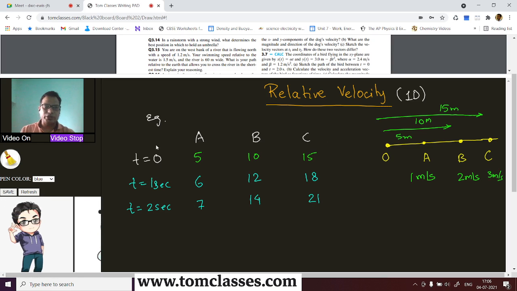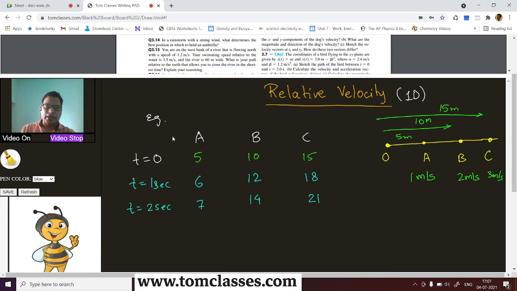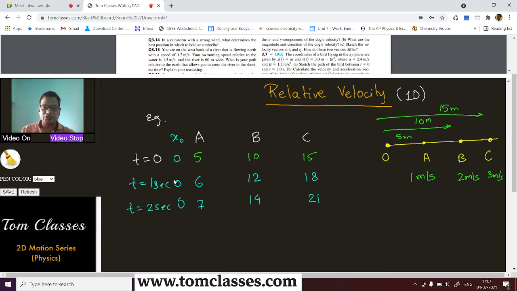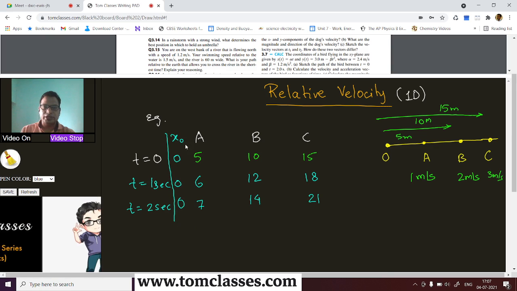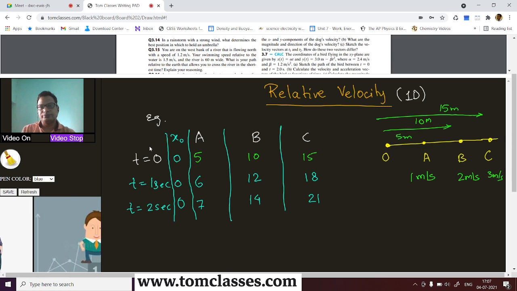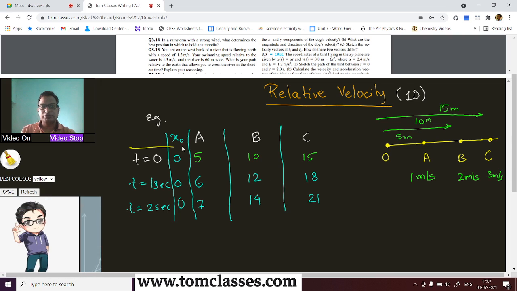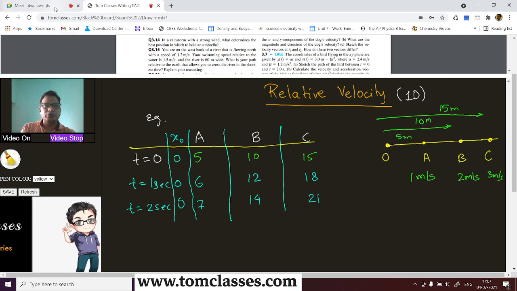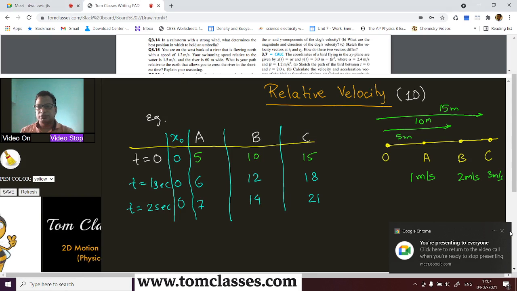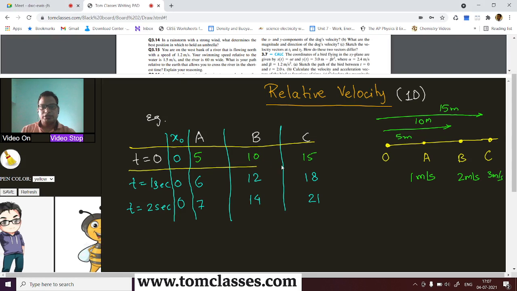So what has happened over here is, suppose I consider this as O, the origin, and let me call this x_O. So this is always 0, right? So the positions are going to be this, right? Yes, sir. These are the positions with respect to the origin, right?